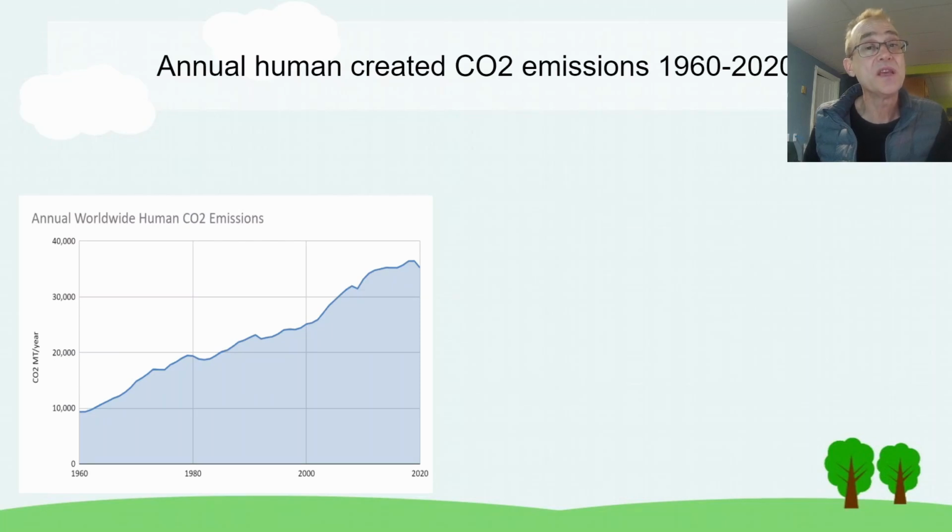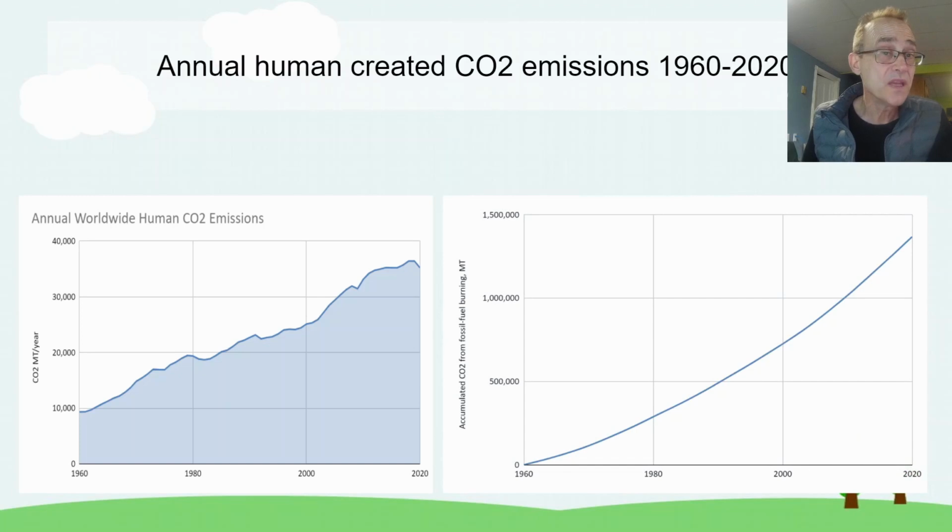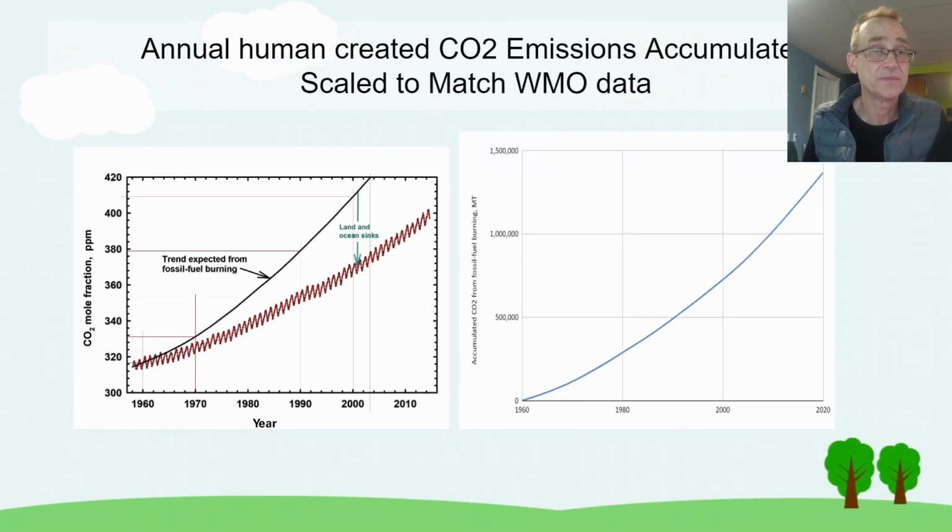If we accumulate the emissions, we get this graph. They accumulate to 1.3 trillion tons of carbon dioxide from 1960 until 2020. Here's the graph from the World Meteorological Organization and my graph of accumulated human emissions.